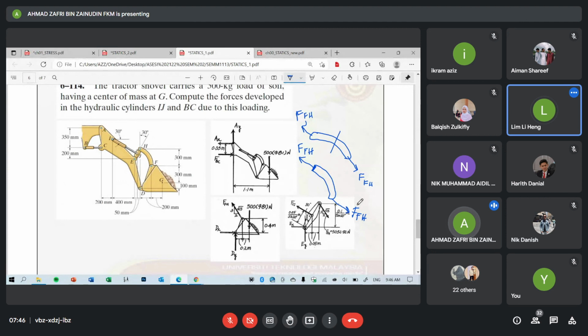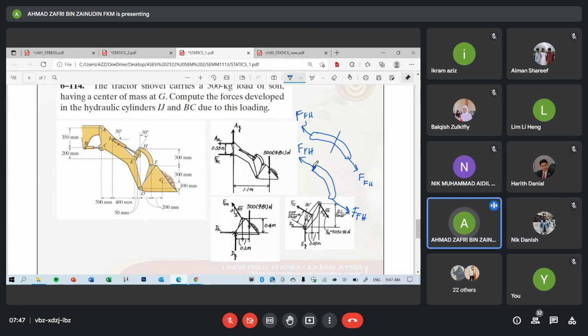FH is the internal force, yeah? This is external, this is external. This is internal, this is the internal force in the material. Then we make a section here, a cross section here, right? Okay, now is it in equilibrium? Do you think that it is in equilibrium? Supposed to be.